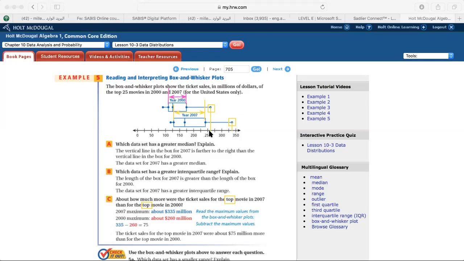So how much more means I'm going to subtract. So I'm going to subtract 335 minus 260. It's equal to 75 million because they are all million. So the ticket sales for the top movie in 2007 were about $75 million more than for the top movie in 2000.